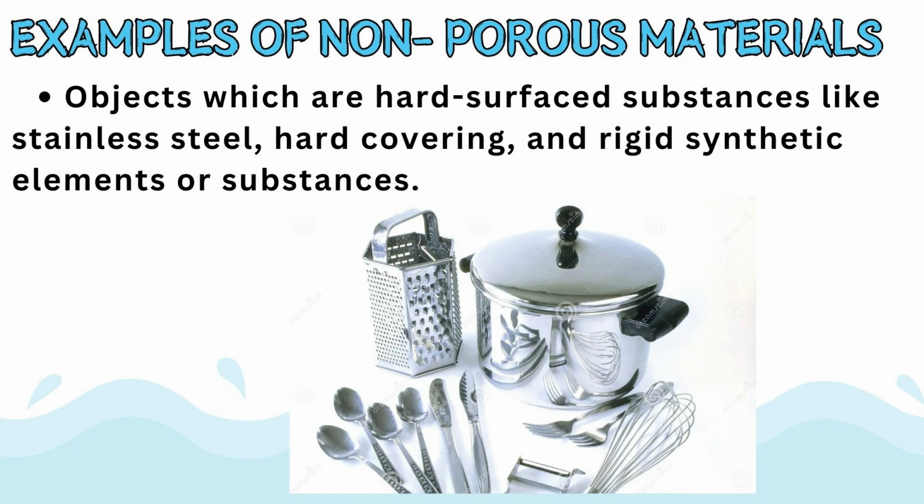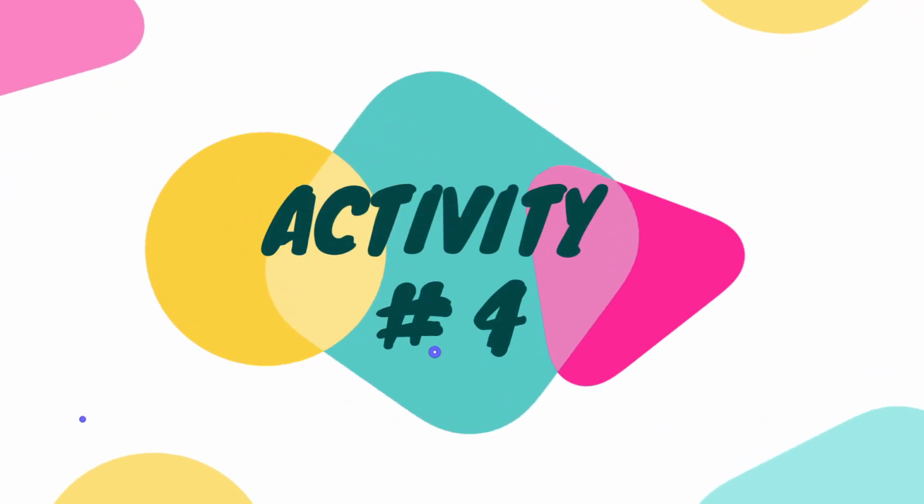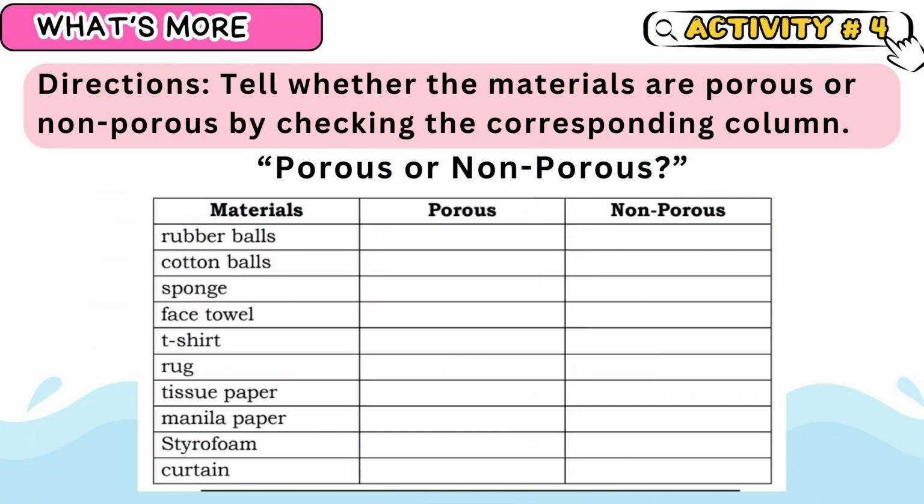To assess your understanding of our lesson, let's move on to our next activity. Activity number 4. Directions: tell whether the materials are porous or non-porous by checking the corresponding column. Again, answers to the different activities will be provided at the end of this video lesson.